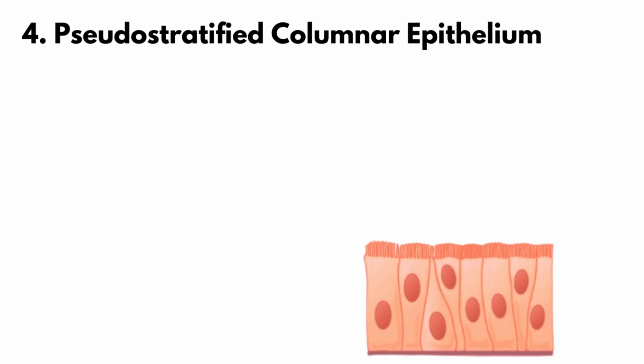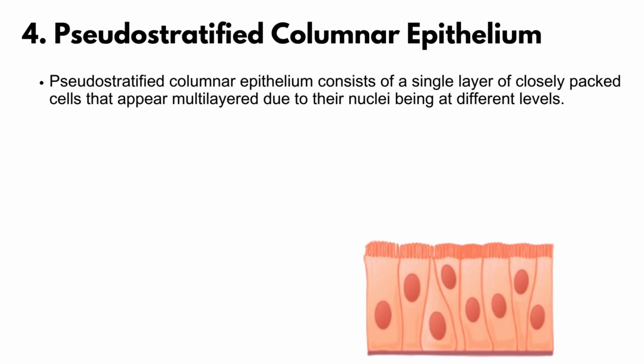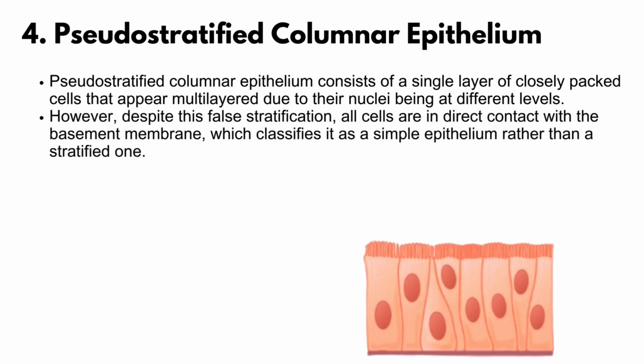The last type is pseudostratified columnar epithelium. Pseudostratified columnar epithelium consists of a single layer of closely packed cells that appear multilayered due to their nuclei being at different levels. However, despite this false stratification, all cells are in direct contact with the basement membrane, which classifies it as a simple epithelium rather than a stratified one.